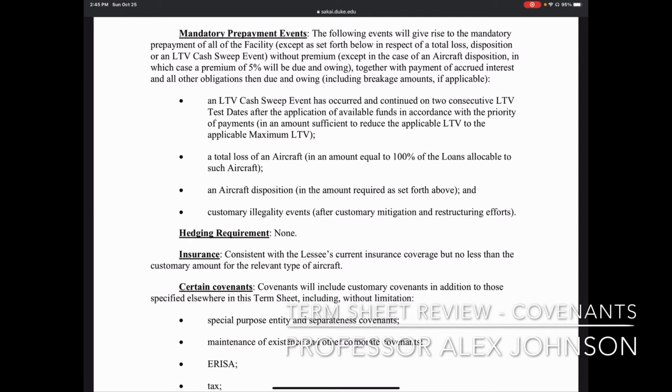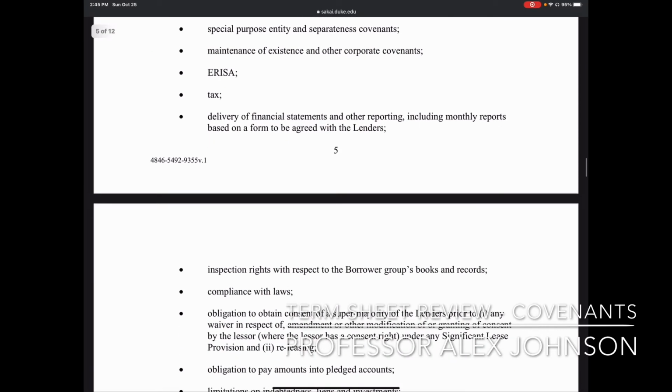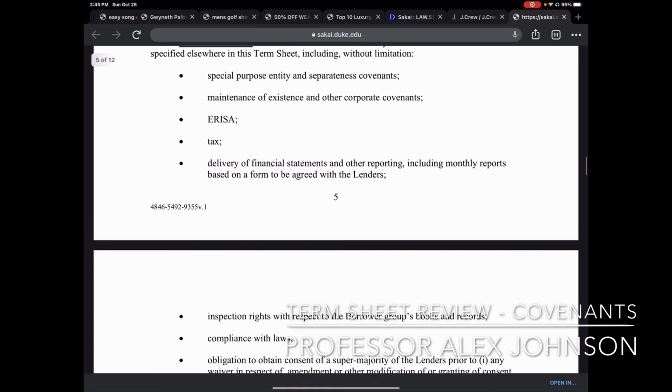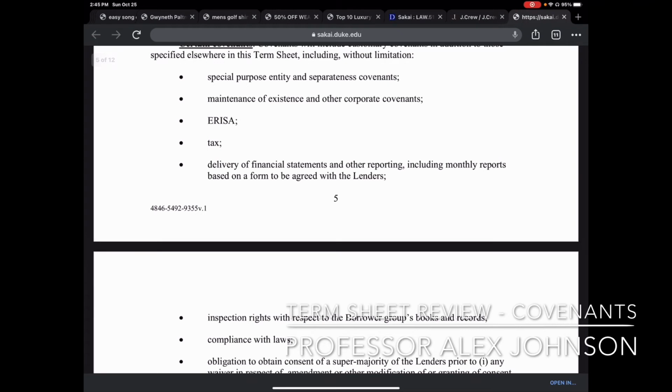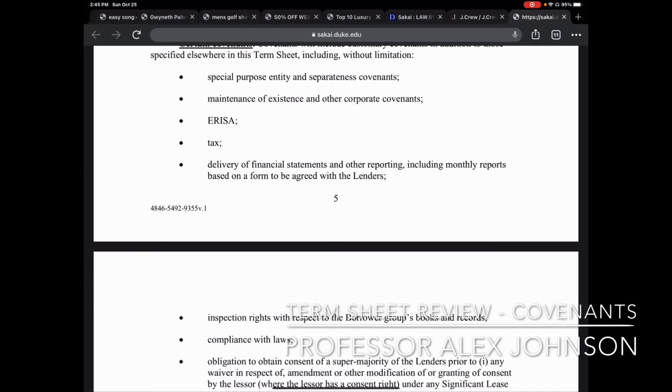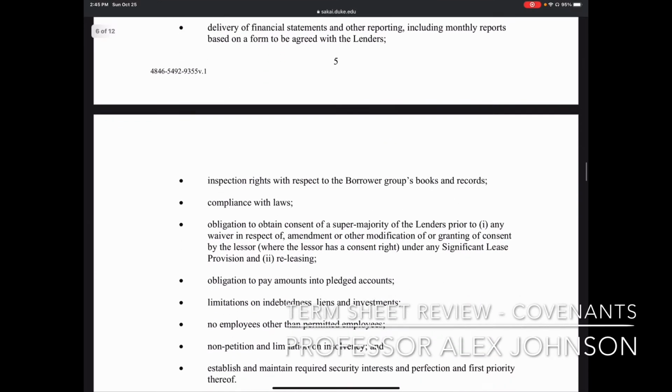Next, we have the easiest part, of course, certain covenants. The heading says right away that these are going to be covenants. This is the easy part. You'll notice it lists these topics in brief, but when you go through the precedent, you'll recognize that these covenants are pretty typical.